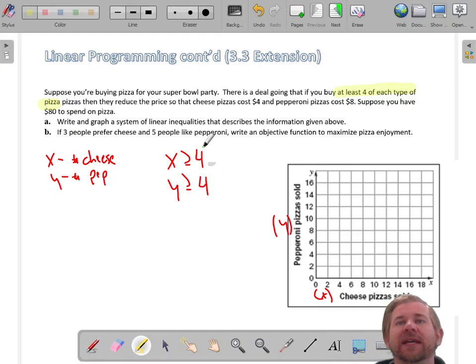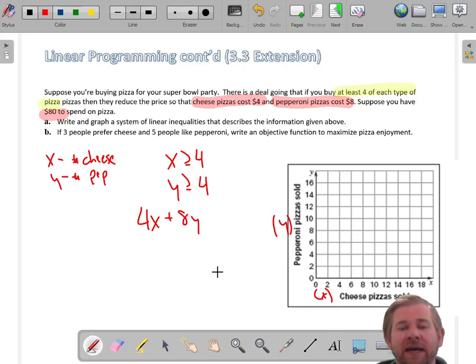Now, the other constraint is usually something about how much money you have. You can't just buy infinite pizza unless you have infinite dollars. In this problem, we don't. Cheese pizzas cost $4, pepperoni pizzas cost $8, and you have $80 to spend. So this should feel familiar. We're going to say 4x plus 8y. Now, you don't have to spend all of your money, so we'll say less than or equal to $80.